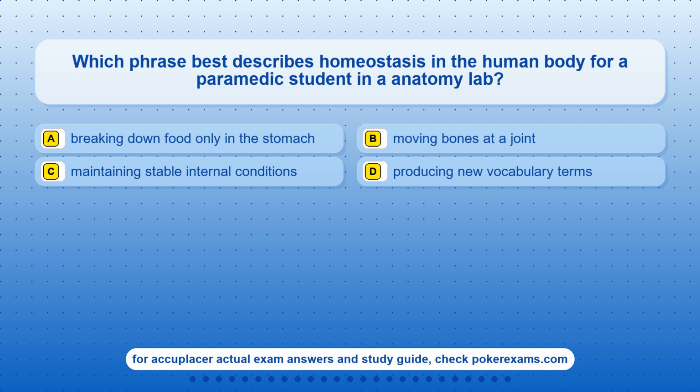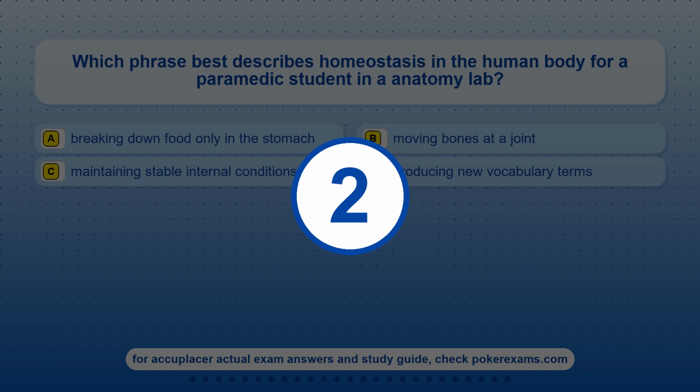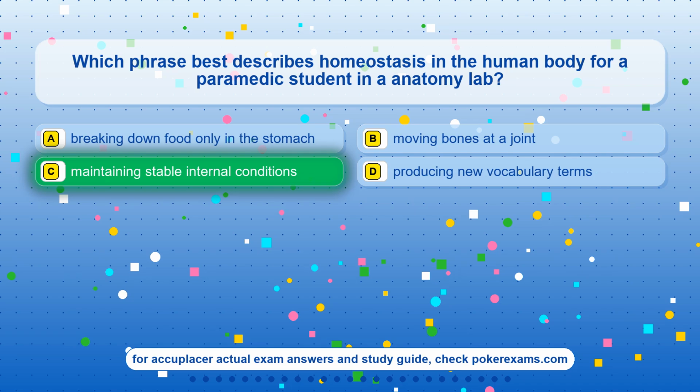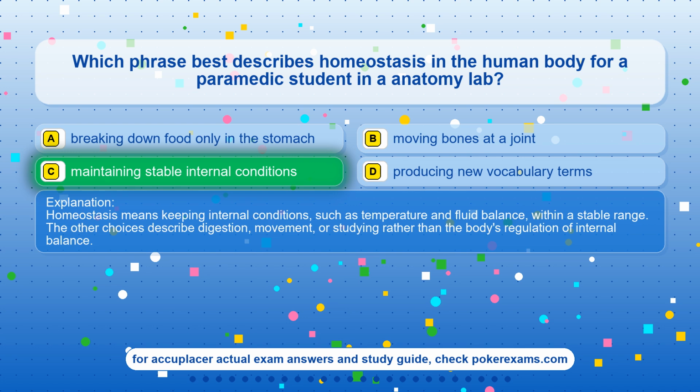Question 11. Which phrase best describes homeostasis in the human body for a paramedic student in an anatomy lab? Option A. Breaking down food only in the stomach. Option B. Moving bones at a joint. Option C. Maintaining stable internal conditions. Option D. Producing new vocabulary terms. The correct answer is option C. Maintaining stable internal conditions. Homeostasis means keeping internal conditions, such as temperature and fluid balance, within a stable range. The other choices describe digestion, movement, or studying rather than the body's regulation of internal balance.